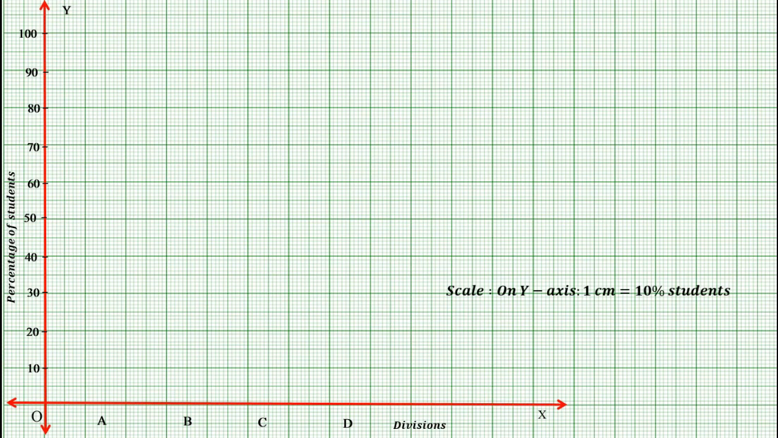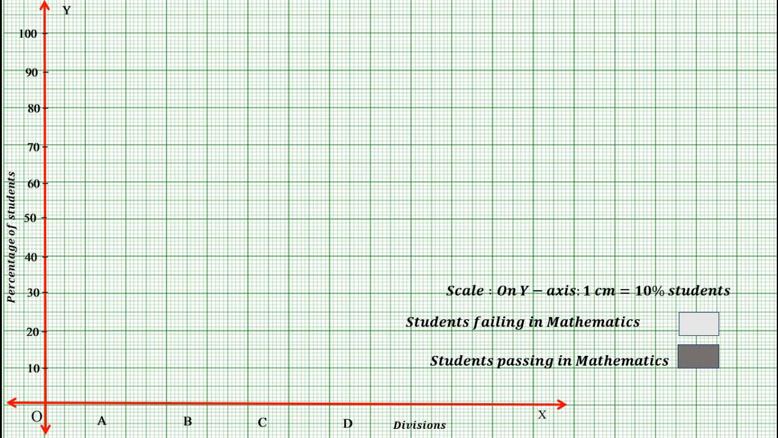So we have to mark out the scale. On the y axis, 1 centimeter stands for 10% of students, and here we selected the colors of the bar graph. Students failing in mathematics are shown with a white indicator, and students passing in mathematics are gray in color.